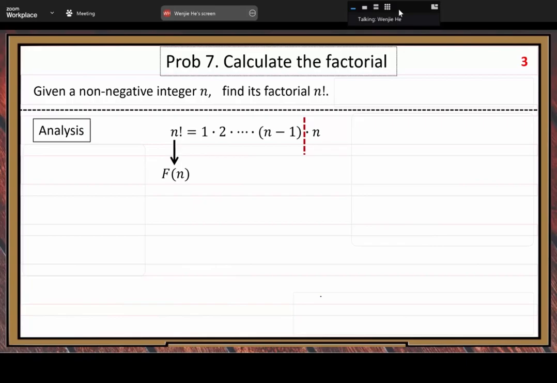This is the way we divide. We only chop off the last number. That's the way we divide. That's the size reduction. We reduce the problem size by 1 each time. So that's one typical, commonly used way.